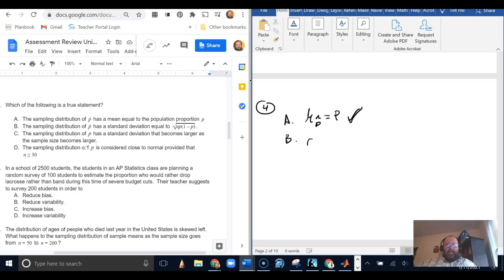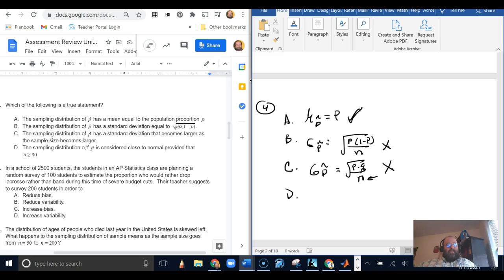The standard deviation for p hat should be equal to the square root of p times 1 minus p, which we're calling q, over n, which is not the same as the answer there, so that's not correct. C, the sampling distribution for p hat has a standard deviation that becomes larger as the sample size becomes larger. Well, again, because this is p times q over n, as n's getting bigger, this is getting smaller, which is the exact opposite of what C says.